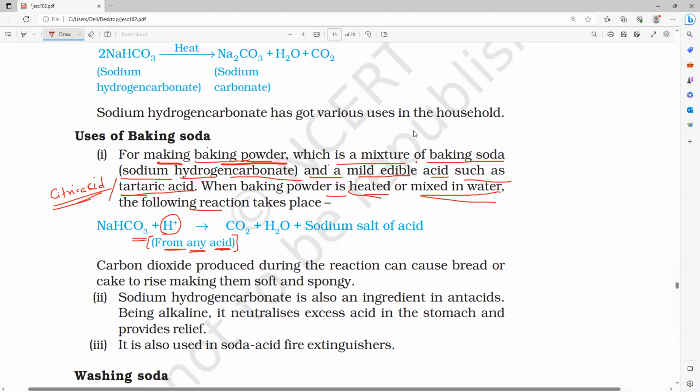So you can write that equation fully. As soon as you heat the baking powder, which is a mixture, or mix it in water, a reaction will take place between the baking soda and the edible acid. Edible acid means what, guys? What we can eat is called edible acid. Is it okay, everybody?